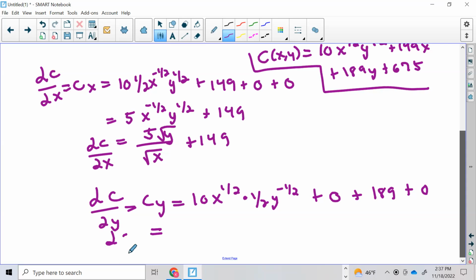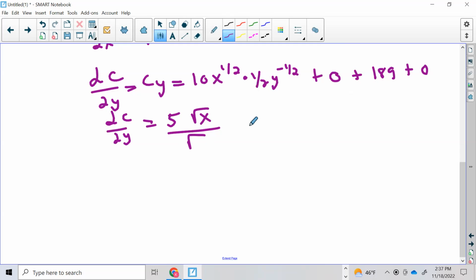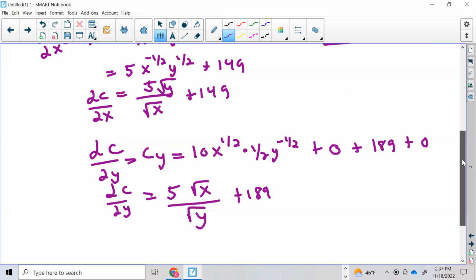I'm just going to use the notation that they are using, but I just wanted to make sure you know that they could also say this cost function. So if I simplify this, I get 10 times 1/2, which is 5. And then we have the square root of x in the numerator. The y to the negative 1/2 goes to the denominator, so I have square root of y in the denominator, and then plus 189. So those are my two functions.